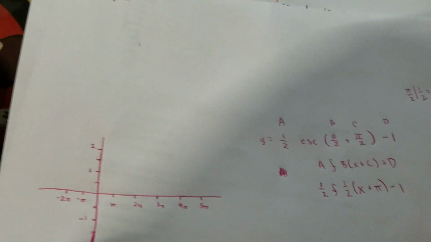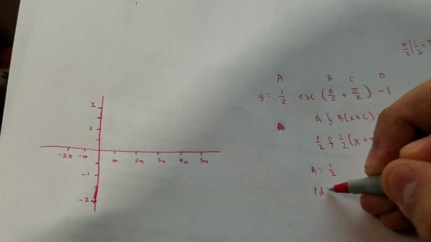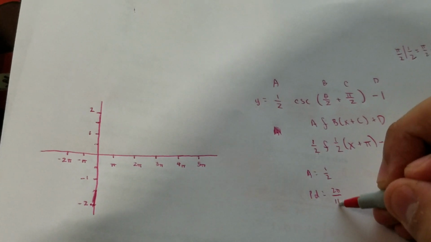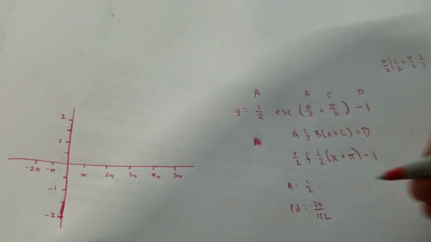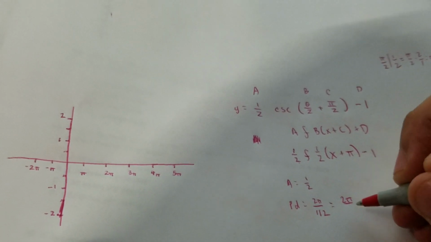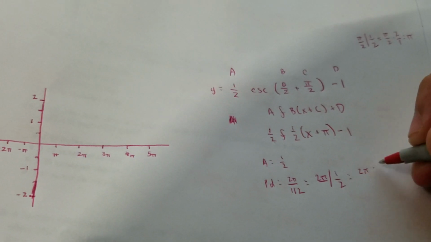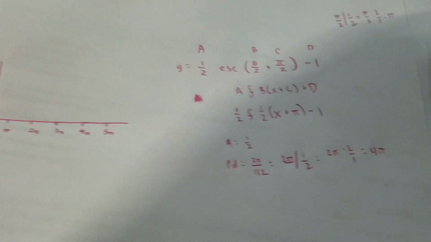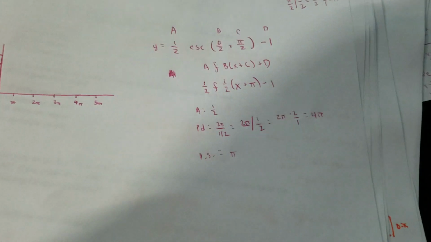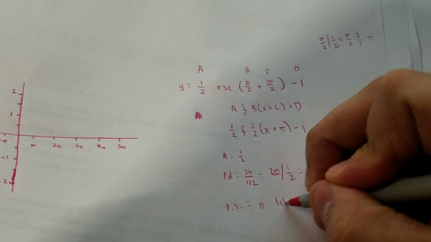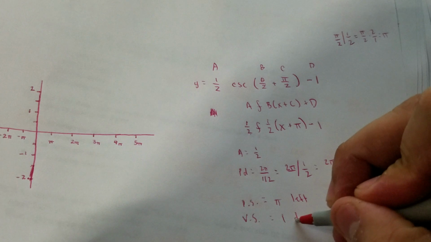Okay, so my amplitude here is 1/2. It's just this value. Remember, the period's what I'm worried about. So 2 pi divided by 1/2, because it's 2 pi over B, which after I simplify this is equal to 4 pi. So the period is 4 pi. Phase shift is the C value, pi, and since it's a plus sign, I move to the left. And my vertical shift is 1 down because it's negative.